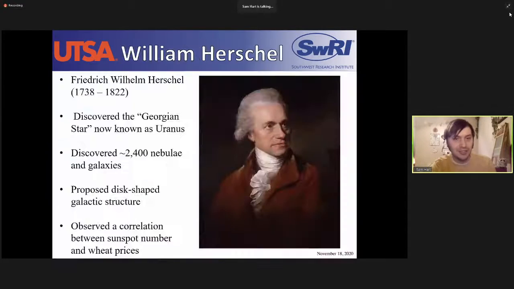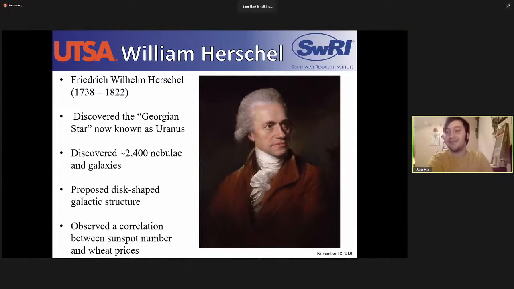So let's fast forward to the 1800s with William Herschel. William Herschel was a European astronomer, very well known. He did some great things. He discovered what he called the Georgian star, which we now know as the planet Uranus. He was a huge pioneer in discovering nebulae and galaxies, where he discovered and documented over 2,400 nebulae and galaxies. At the time, he thought that other galaxies resided inside our own galaxy.